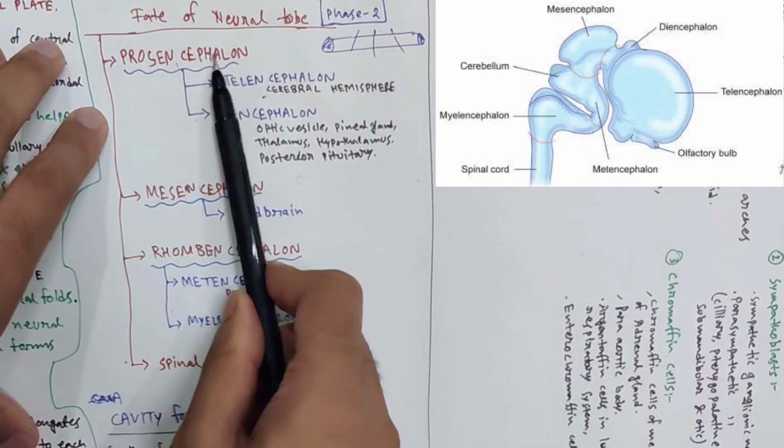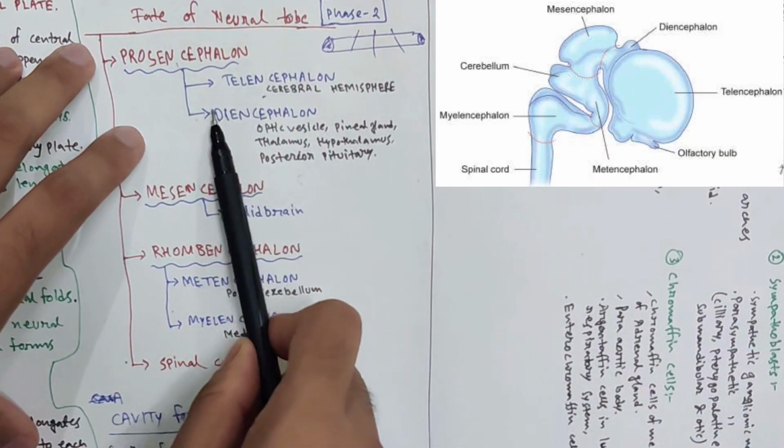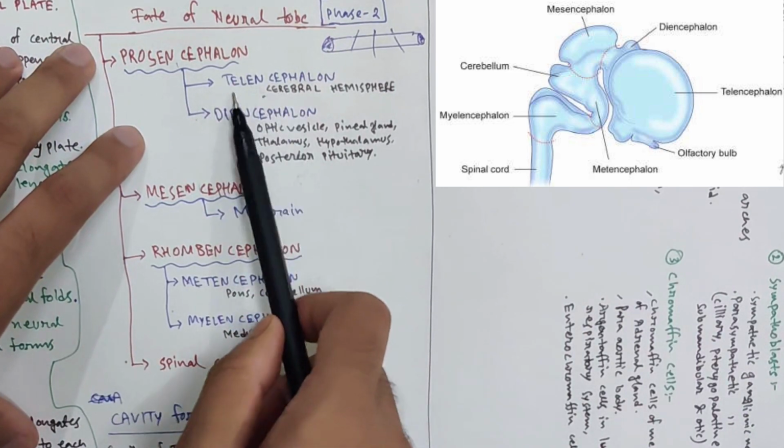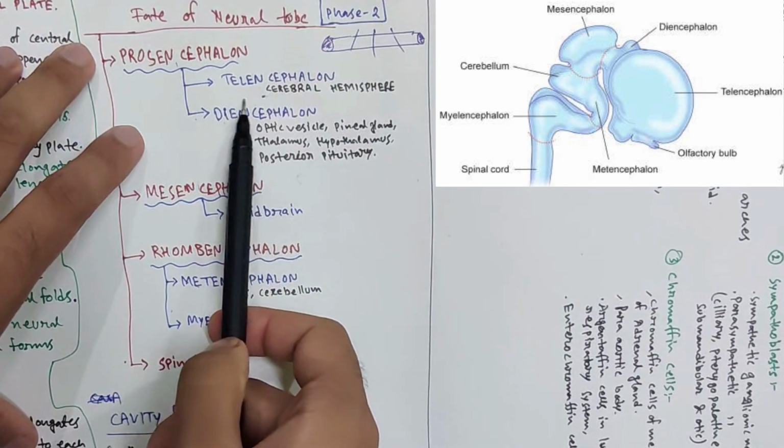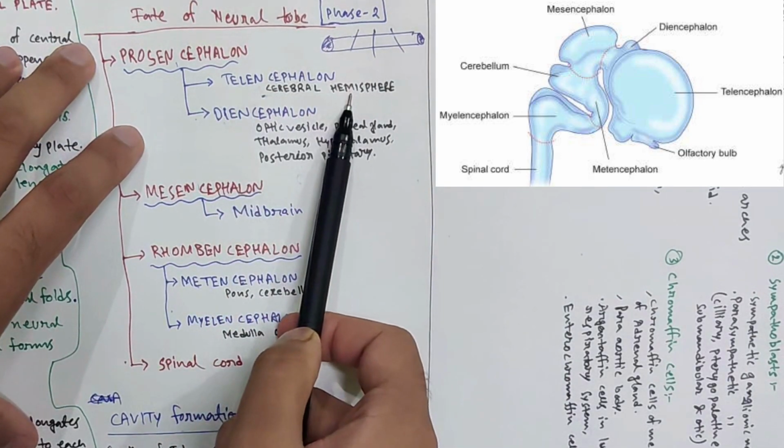Now, the prosencephalon divides itself into two parts, telencephalon and diencephalon. From the telencephalon, we are getting the cerebral hemispheres, right side, left side, basically cerebrum. Entire anatomy of cerebrum, you know that from my earlier anatomy videos.